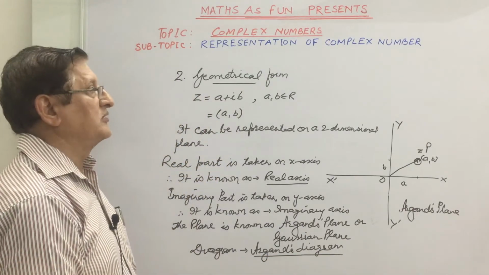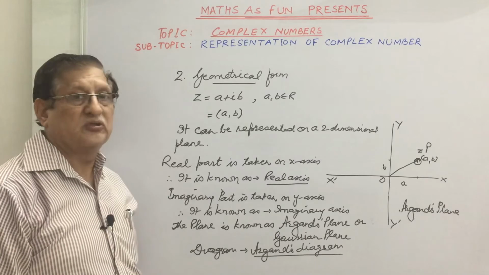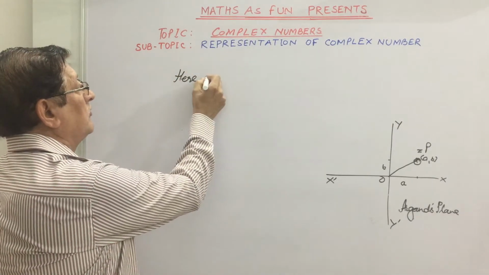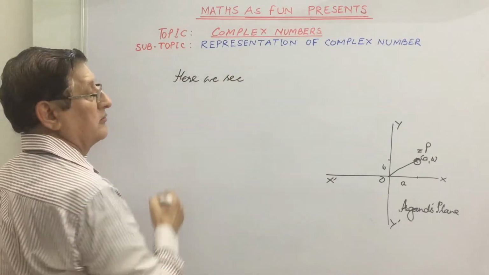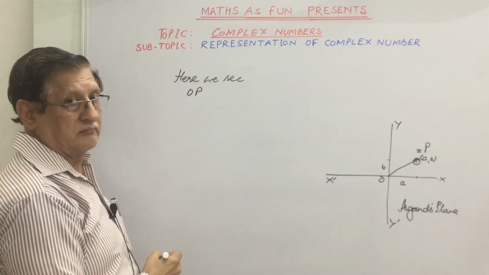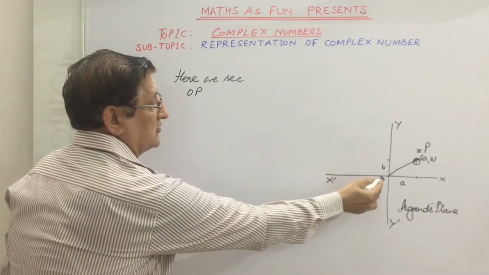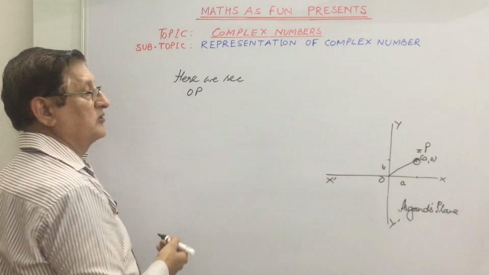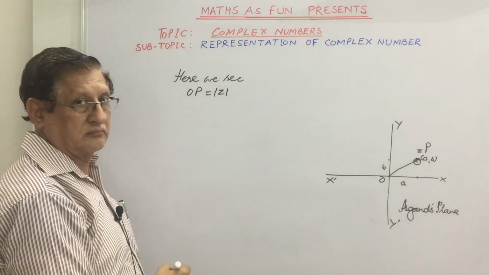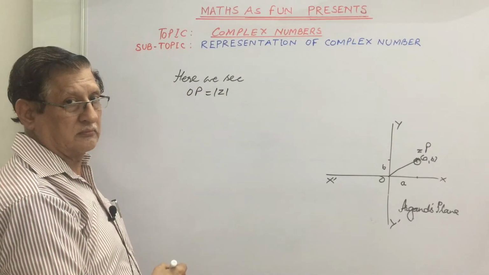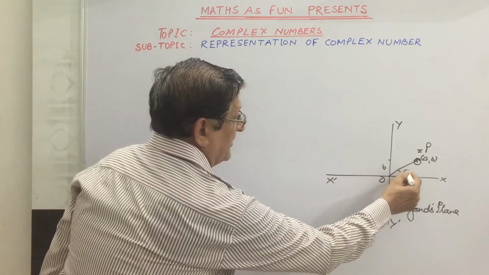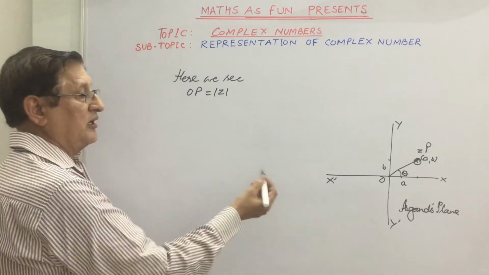This way we can represent a complex number geometrically. Here we see OP, that is the distance of the point P from the origin, represents the modulus of Z, and the angle which it makes with the positive direction of real axis.